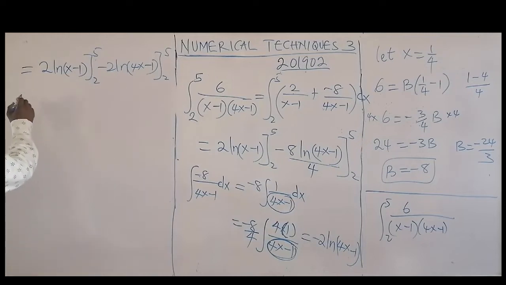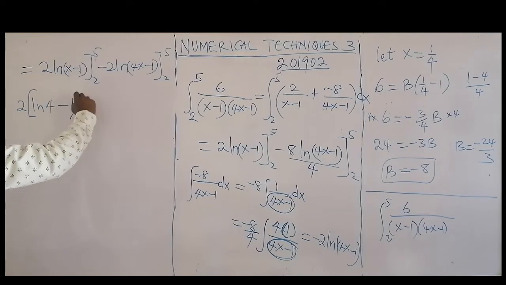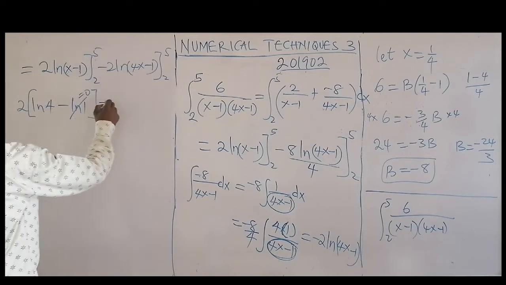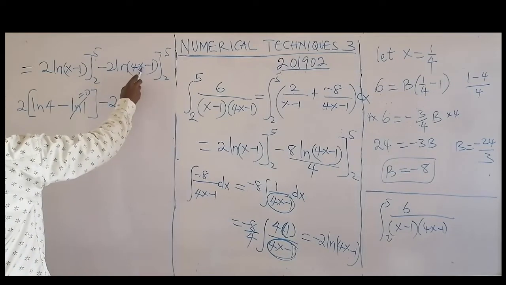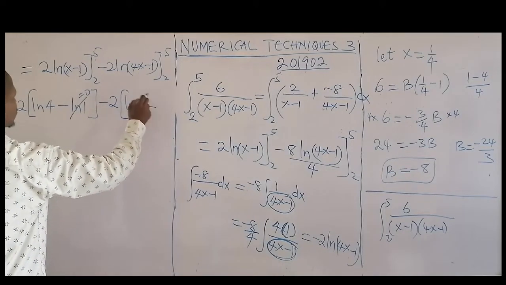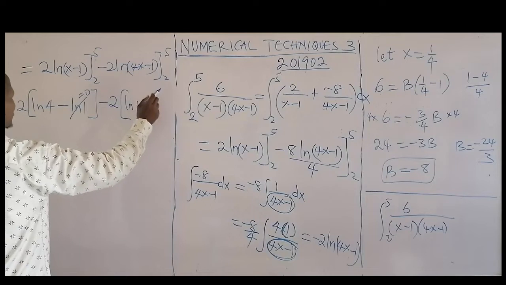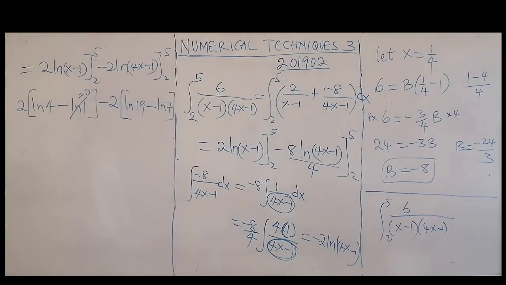So let's substitute. This will become 2 ln of 5 minus 1, that's 4. And then lower boundary, 2 minus 1, that's ln 1. So this one is already cancelled out, that's 0. So I'm through with the first one. The second one, minus 2, open brackets, ln of 4 times 5, that's 20, minus 1, that's 19. Then minus, 4 times 2, that's 8, minus 1, that's ln 7.